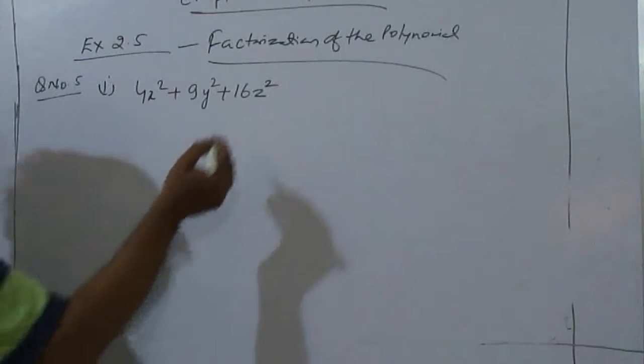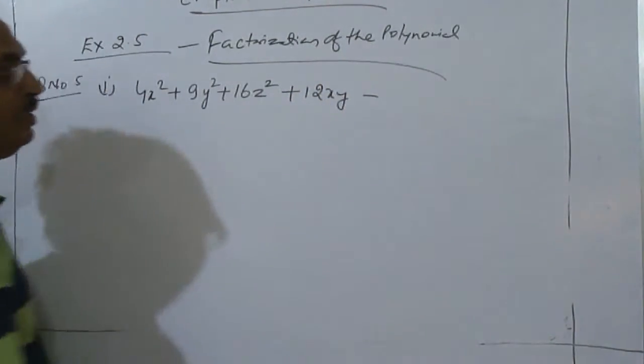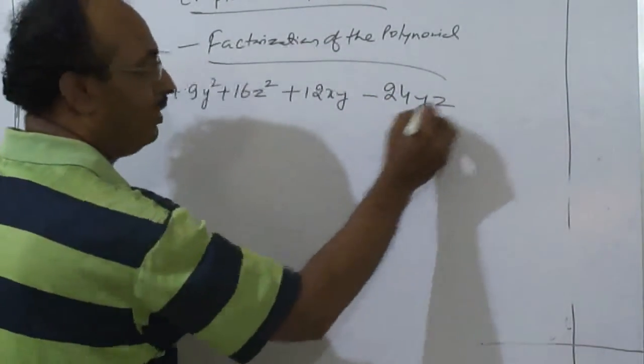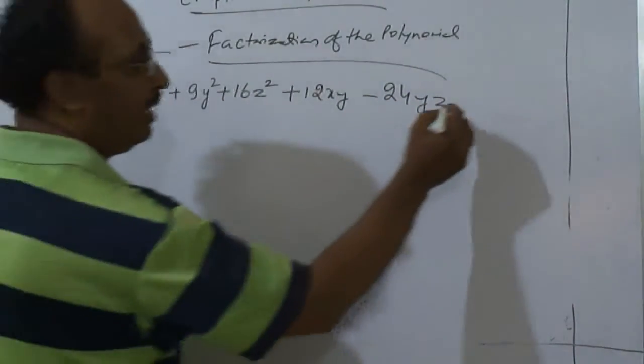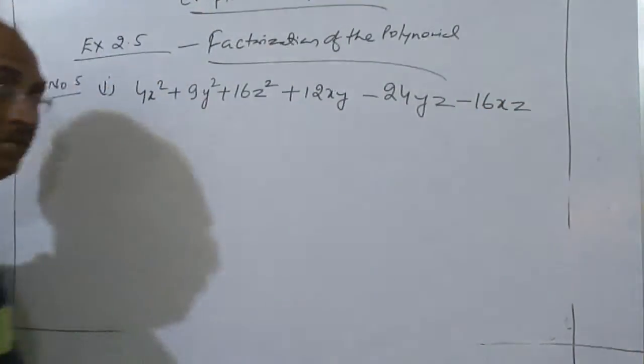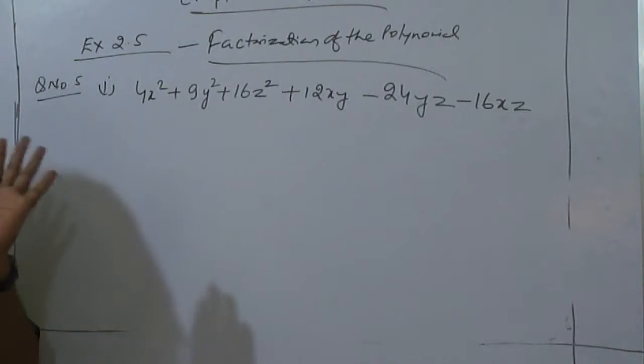4x square plus 9y square plus 16z square plus 12xy minus 24yz minus 16xz. Okay. Now you both pay attention without doing anything here.